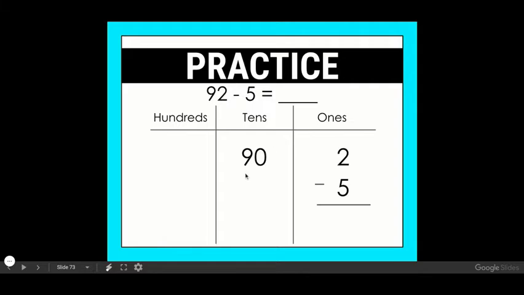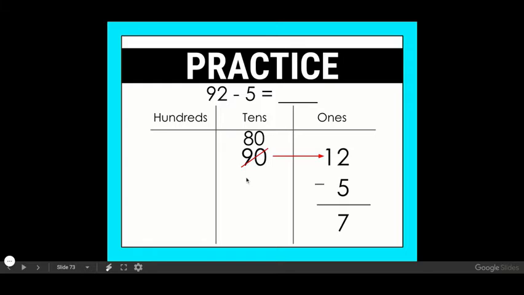Just like with our base 10 blocks, we have to do some regrouping. So we are going to take away 10 from this 90, and we're going to use that 10 and bring it into our ones. So now instead of having 9 tens, I'm actually only going to have 8 tens because I'm going to take one of those tens and bring it into my ones place. Now I have 12 minus 5, and that I can solve. 12 minus 5 equals 7.